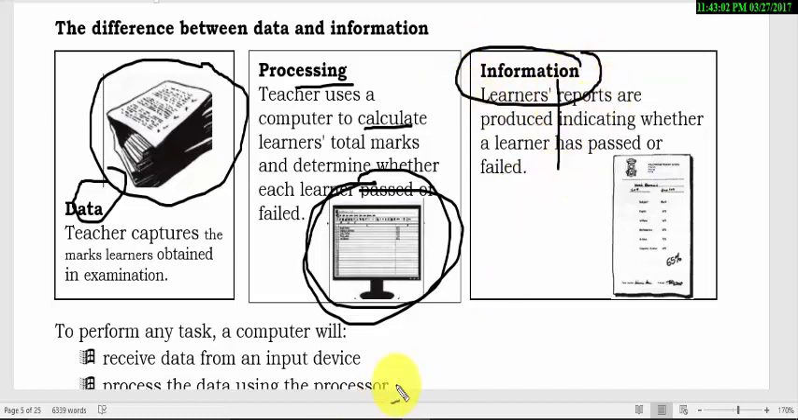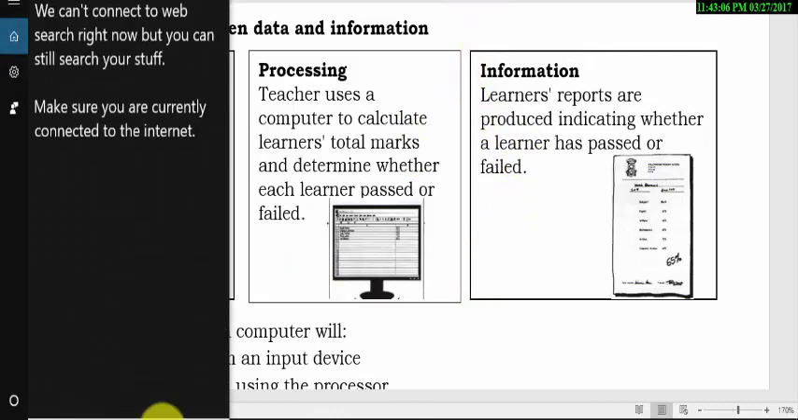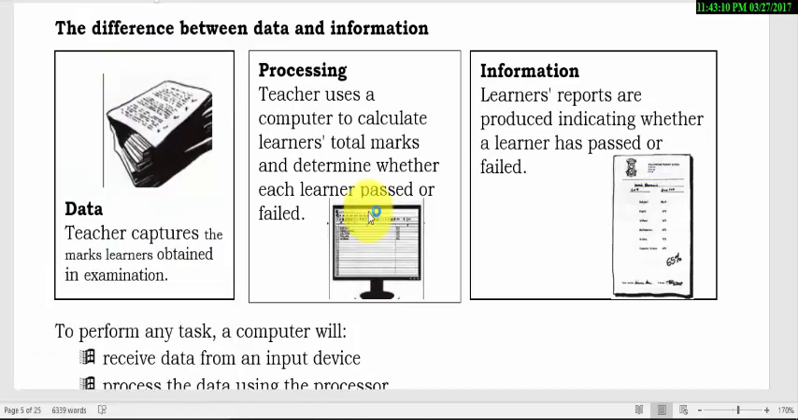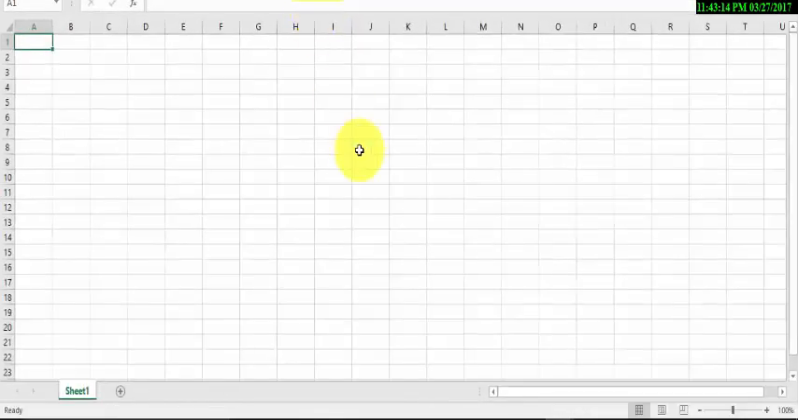Now to understand this one better, we need to look at a very good example, where we look at a teacher who gives a test. For example, let's say here we have a serial number, and then we have name there like that.